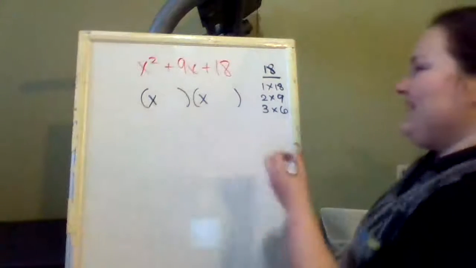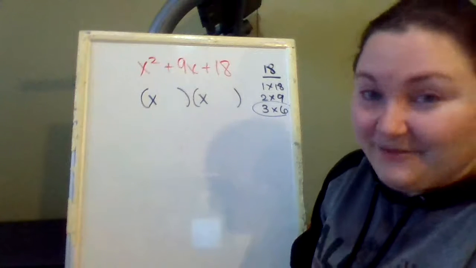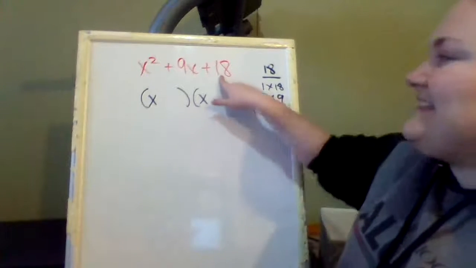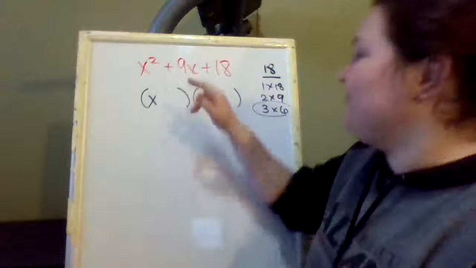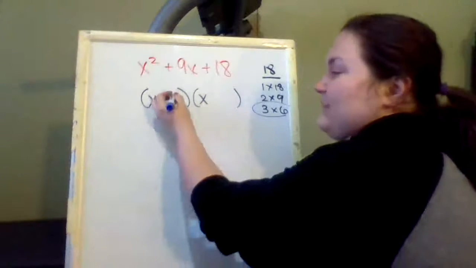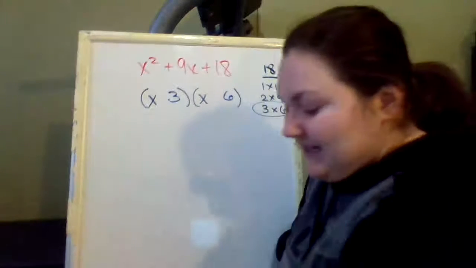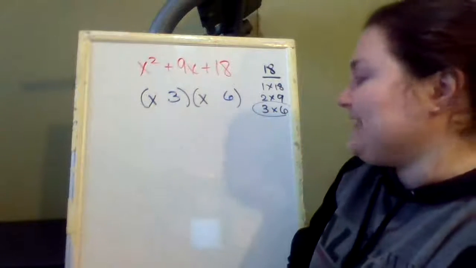Well, we're going to go with this one here. Now, why on earth would I pick that one? Well, that's the pair that multiplies to 18 and also combines to 9. So the last step, it doesn't matter the order you put those. You could put 3 here, you could put 3 here, but we can fill in the 3 and 6. And all that's left to do would be to find the signs.